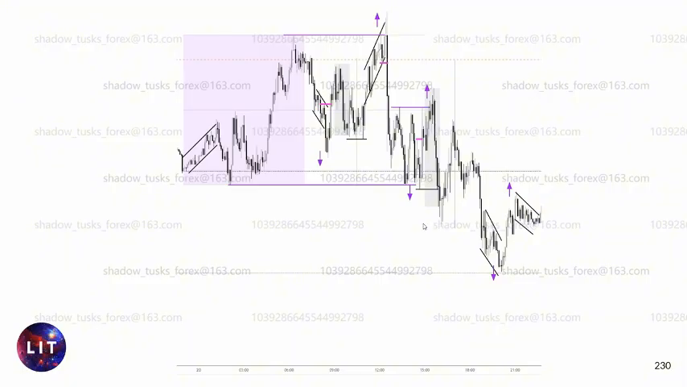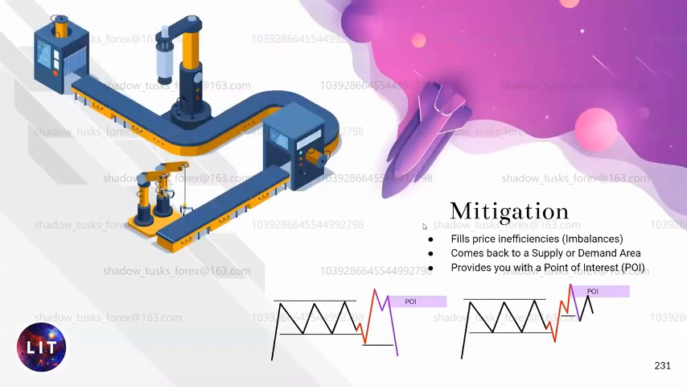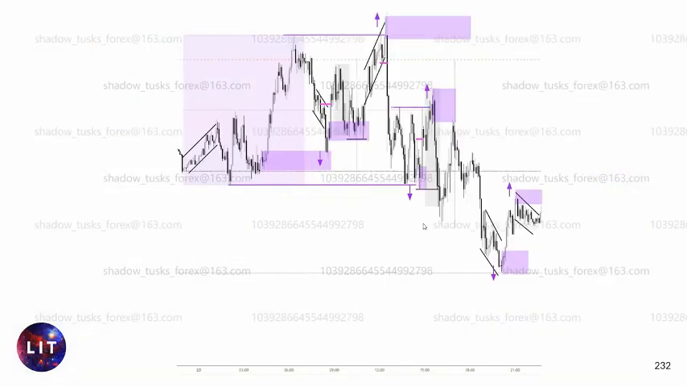So obviously what is next? It's going to be our mitigations. So this is one of the ways that we will be entering trades. So let's go over that. So we have build up, inducement into our mitigation.